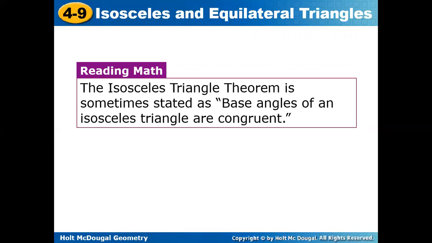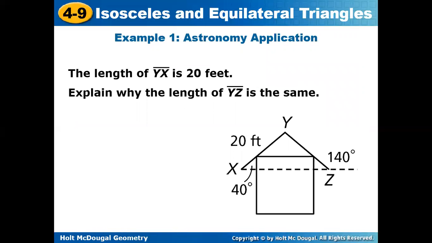The isosceles triangle theorem is sometimes stated as: base angles of an isosceles triangle are congruent. We can state this theorem as base angles of an isosceles triangle are congruent. Let's see example 1.